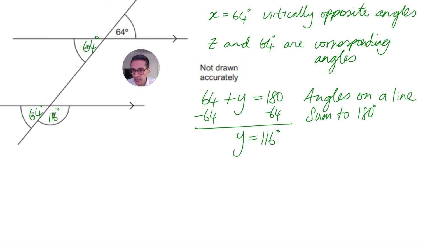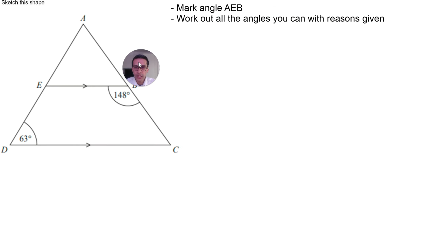So notice something about these questions. There's lots of reasons to be given for these answers. So the angle, the reason, the angle, the reason, the angle, the reason. Easily 6 marks there for doing not too tricky maths. So here is another example. Sketch this shape out and see if you can work out all of the angles you can, and then I'm going to go through some potential ways to do this.